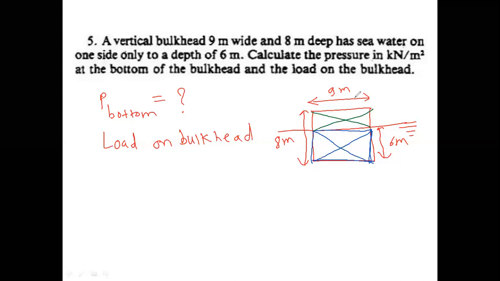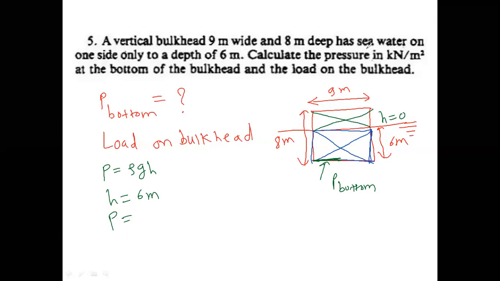For that purpose, I told you how to take the h. h will be at the free surface; h equal to 0 will be at the free surface. So if you want to calculate the pressure at the bottom, the formula will be P is equal to rho g h, and in this case h will be 6 meter, because we need to find out the pressure at the bottom. This is the location, P bottom. This location from the free surface is at 6 meter, so h will be 6 meter.